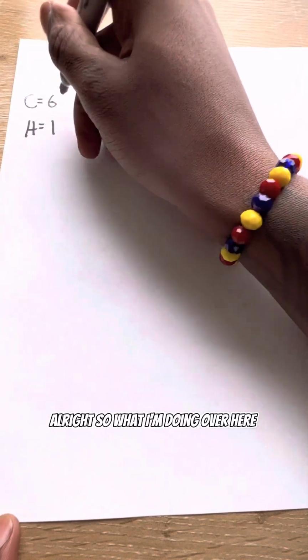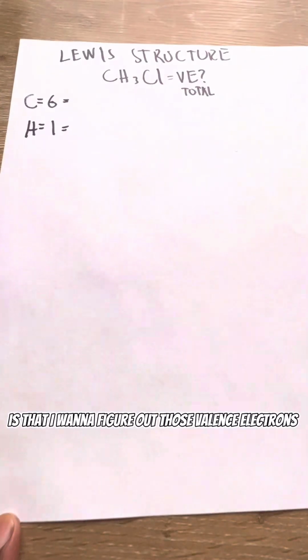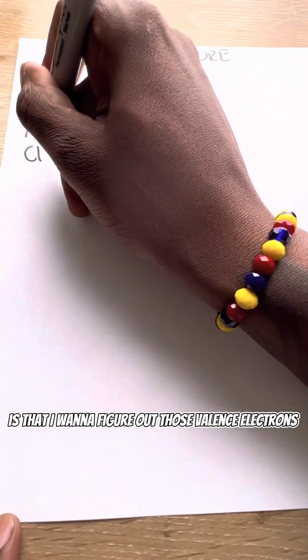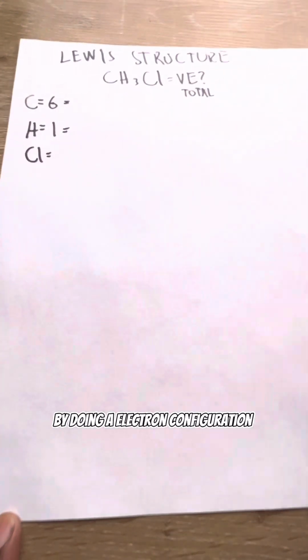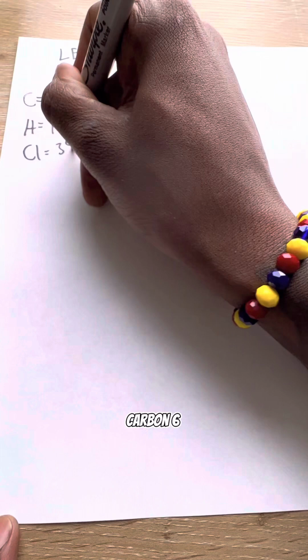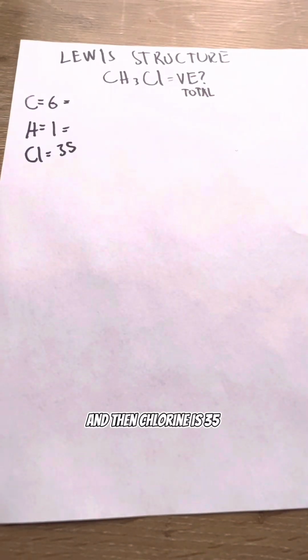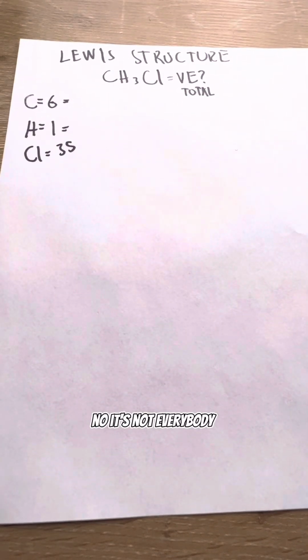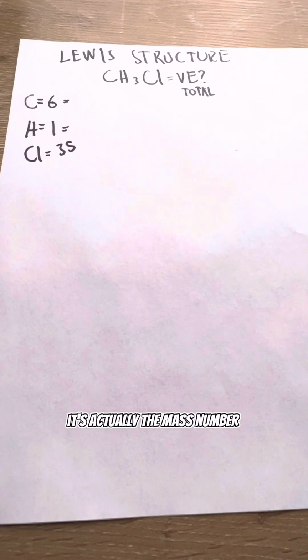All right, so what I'm doing over here is that I'm going to figure out those valence electrons by doing electron configuration. And right now I'm putting the atomic number by them. So carbon 6, hydrogen is 1, and then chlorine is 35. No, it's not, everybody. It's actually the mass number.